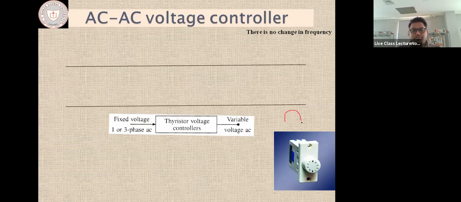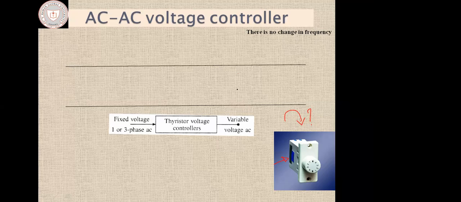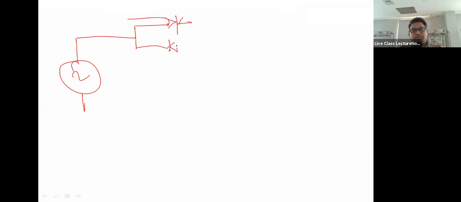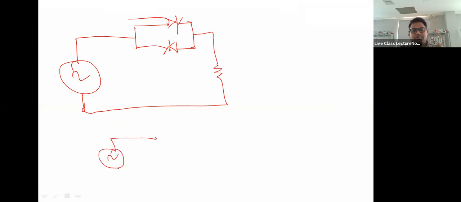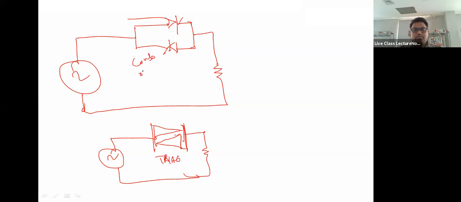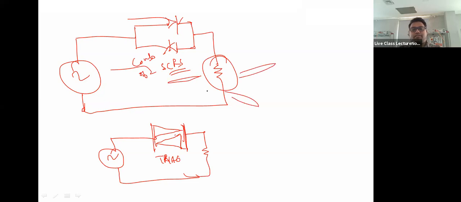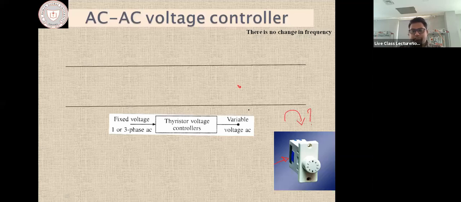So what is the circuit for this? What is the basic power circuit? I hope everyone knows this, everyone has this in their homes. The circuit is something which you did in the lab: 2 thyristors connected in anti-parallel, and you have the load. Sorry for the diagram. So this is a triac, and this is a combination of 2 SCRs. This would be the load. In your case, it would be simply a fan. It can be an RLE load also. So this is an example of an AC to AC voltage controller.